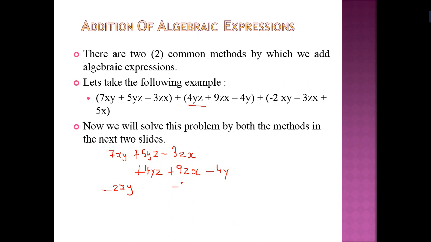Minus 3zx plus 5x. That is called the vertical method.